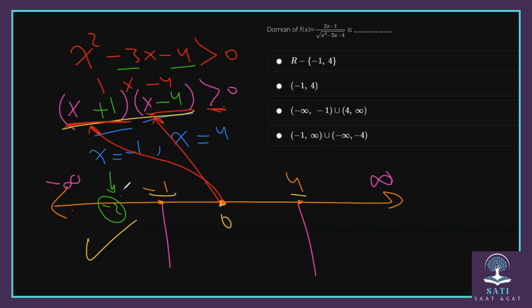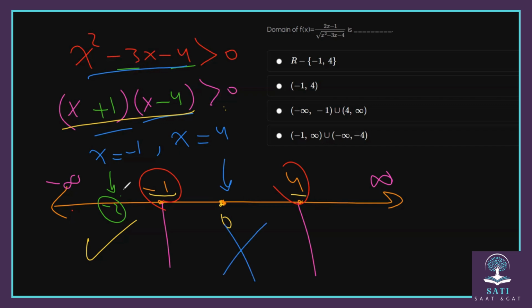No. So any number you take from this interval between negative 1 and 4 will make the expression negative. That means it will make the inside of the square root negative, and what is inside the square root cannot be negative. So I exclude this interval from the domain, since it gives a negative number inside the square root.